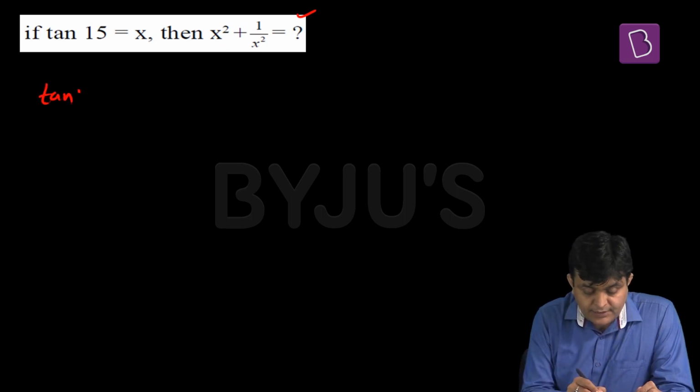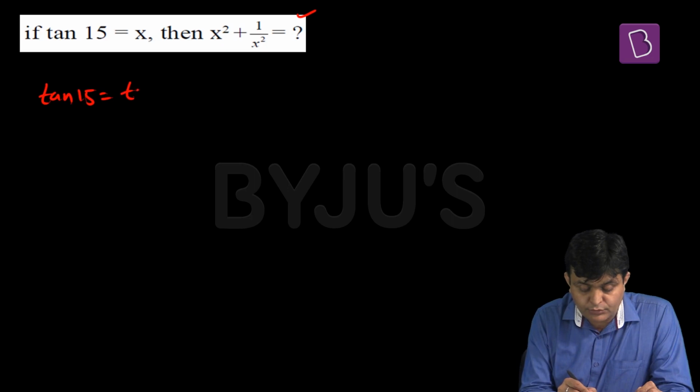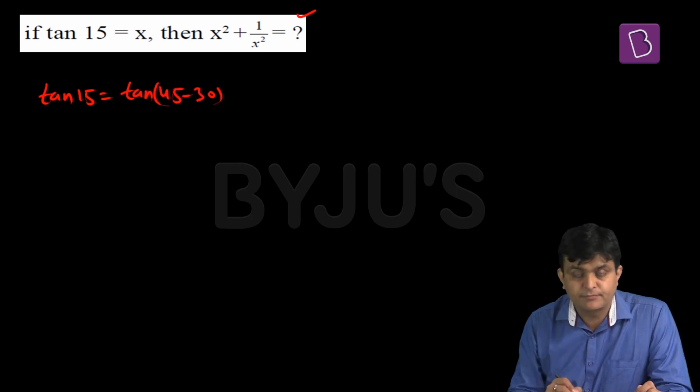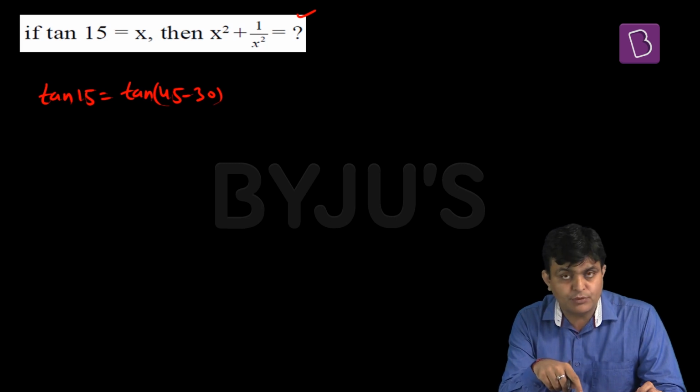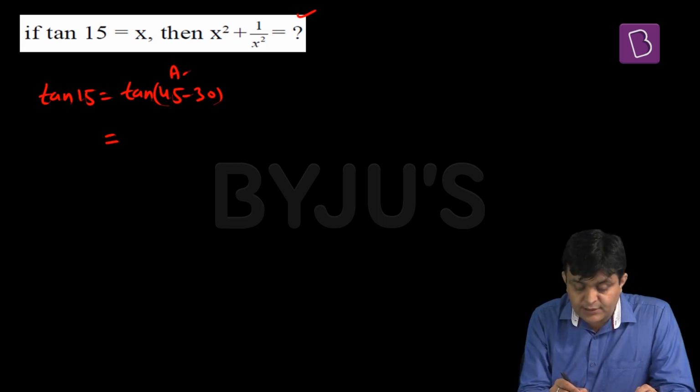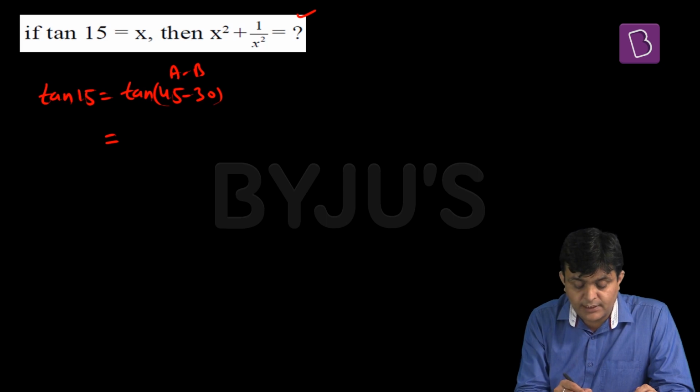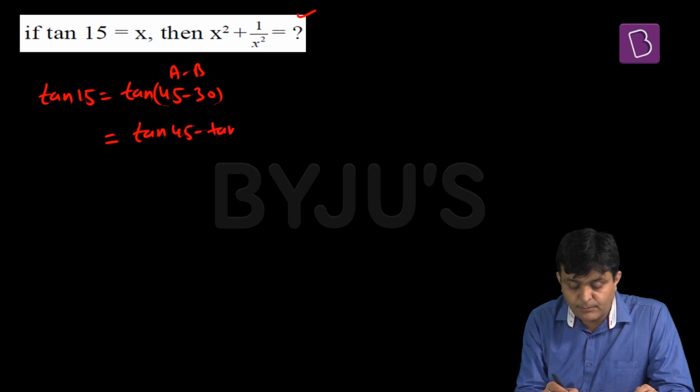So tan 15 is equal to tan(45 minus 30 degree). This basic is useful for these type of questions. tan 15 is tan(a minus b), 45 minus 30. So write the a minus b formula: (tan 45 minus tan 30) divided by (1 plus tan 45 and tan 30).